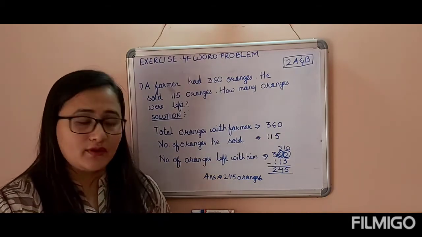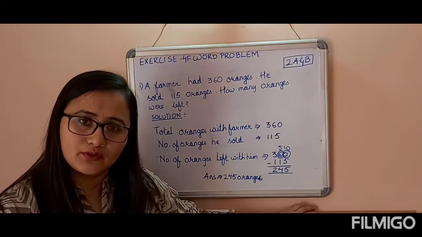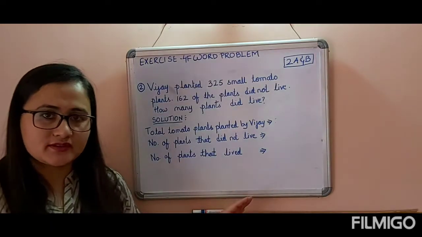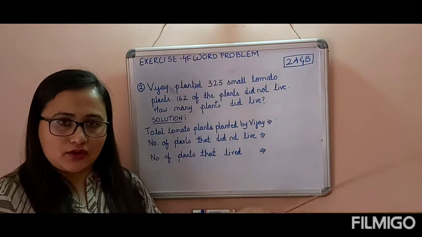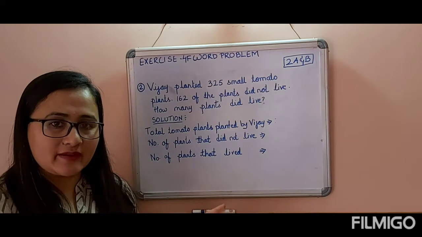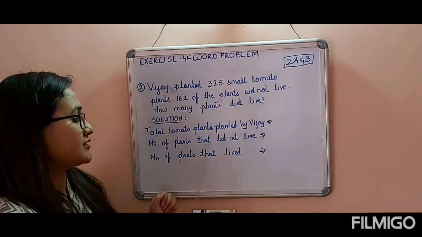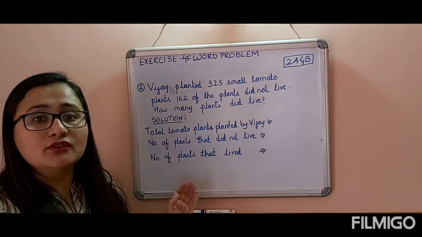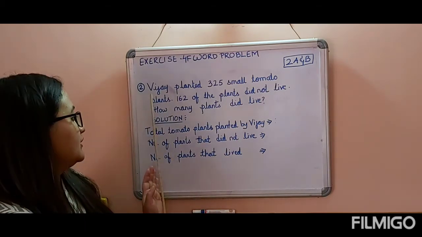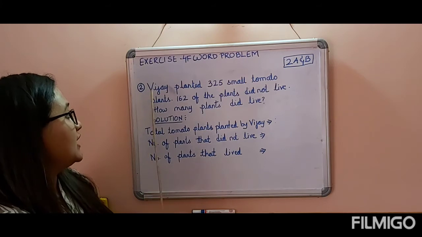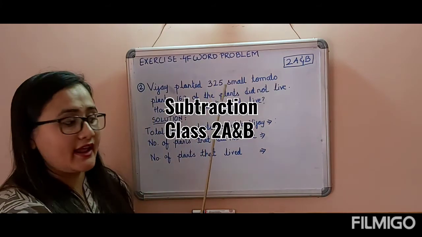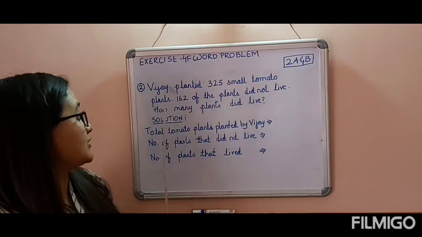Got it? Now let's do one more word problem as an example. So now I hope you got how to frame the statement. Your first line will be your first statement, the second will be your second, and the third, the last one, you have to find out. Okay, so now here in this question, Vijay planted 325 small tomato plants.